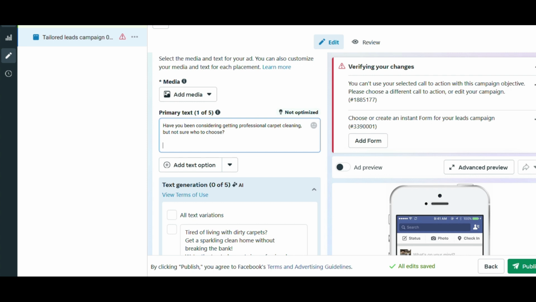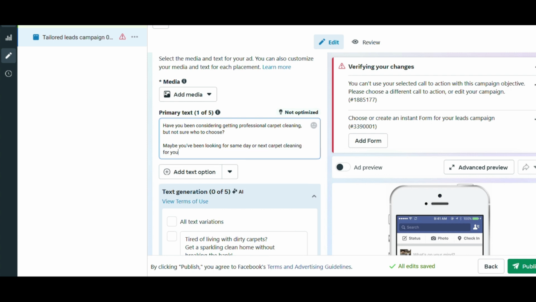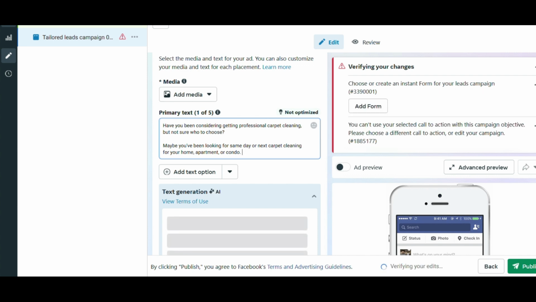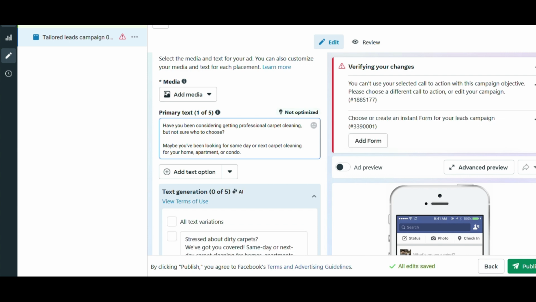customers. So we're going to create the copy that, number one, has the keywords: professional carpet cleaning, but not sure who to choose? Maybe you've been looking for same day or next day carpet cleaning for your home, apartment, or condo. Now I know some of you may not want to do apartments. It's up to you. You don't have to. I'm just putting these keywords in there just to get the algorithm going.